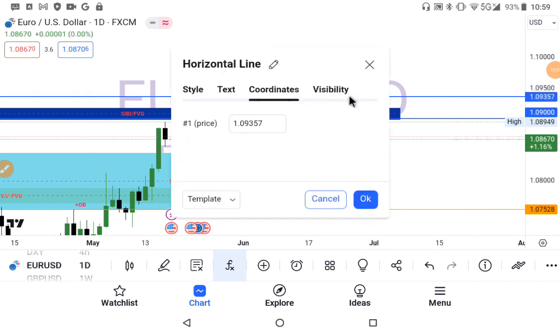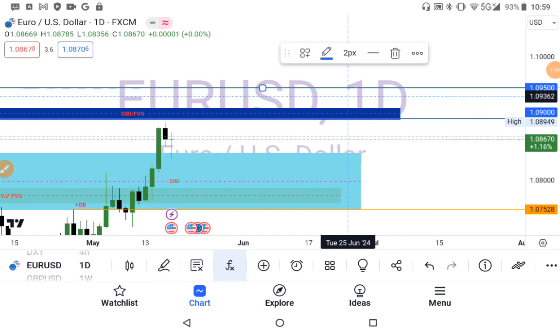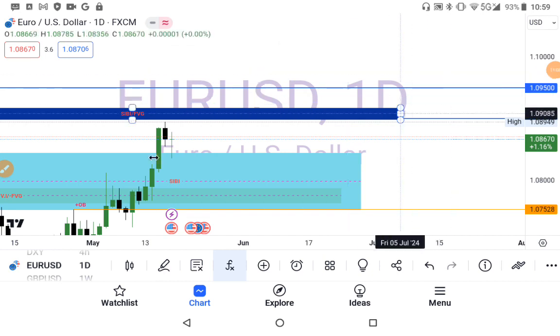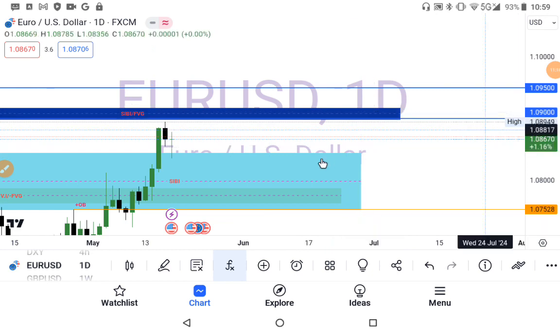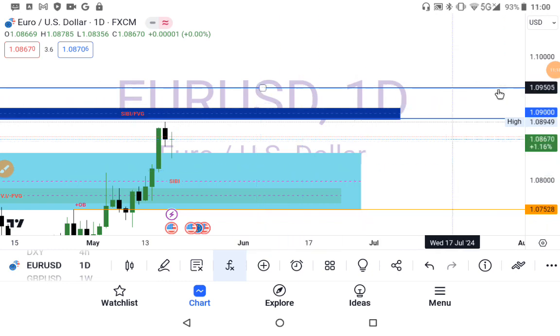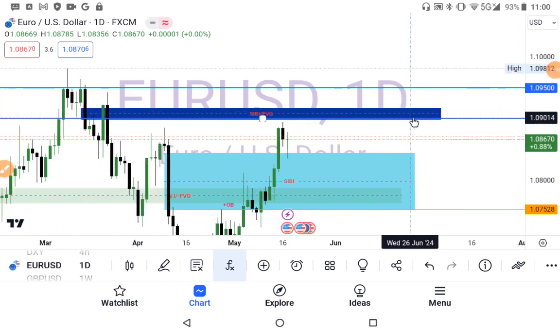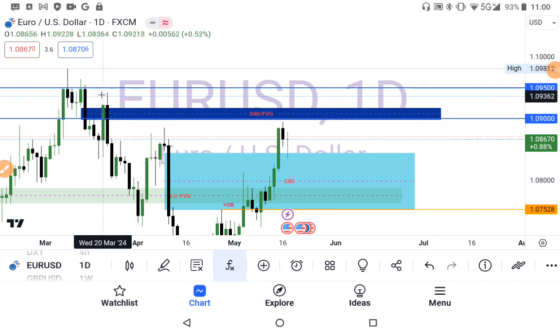So the clone figure will be 500. So we'll be watching the market delivering 1.09 thousand on Euro USD minimum, and the further movement into 1.09500. So I'll be interested in this eye as well.